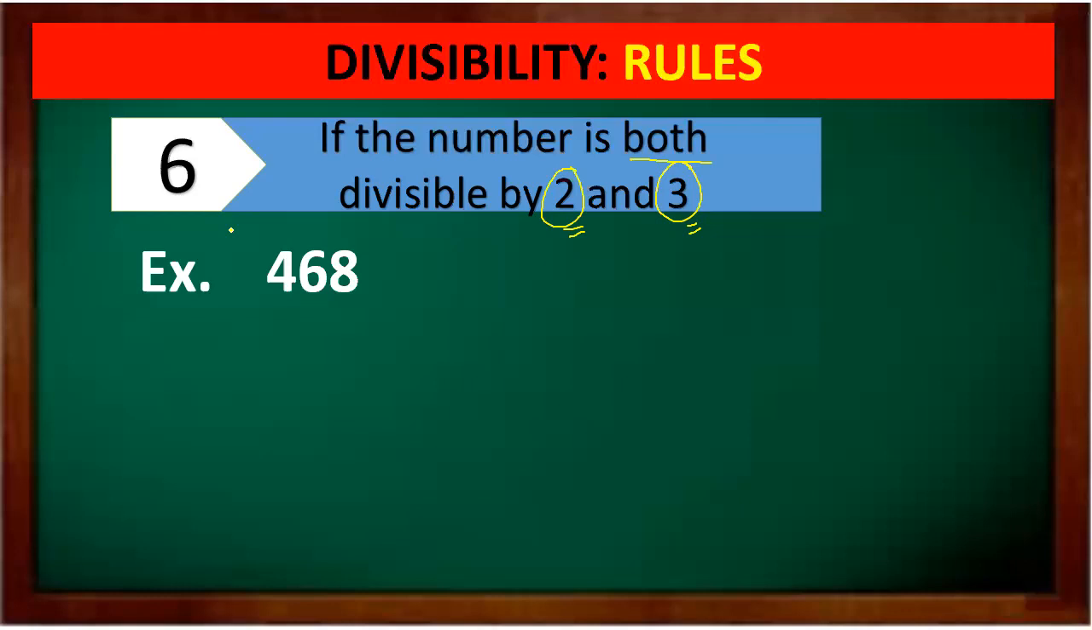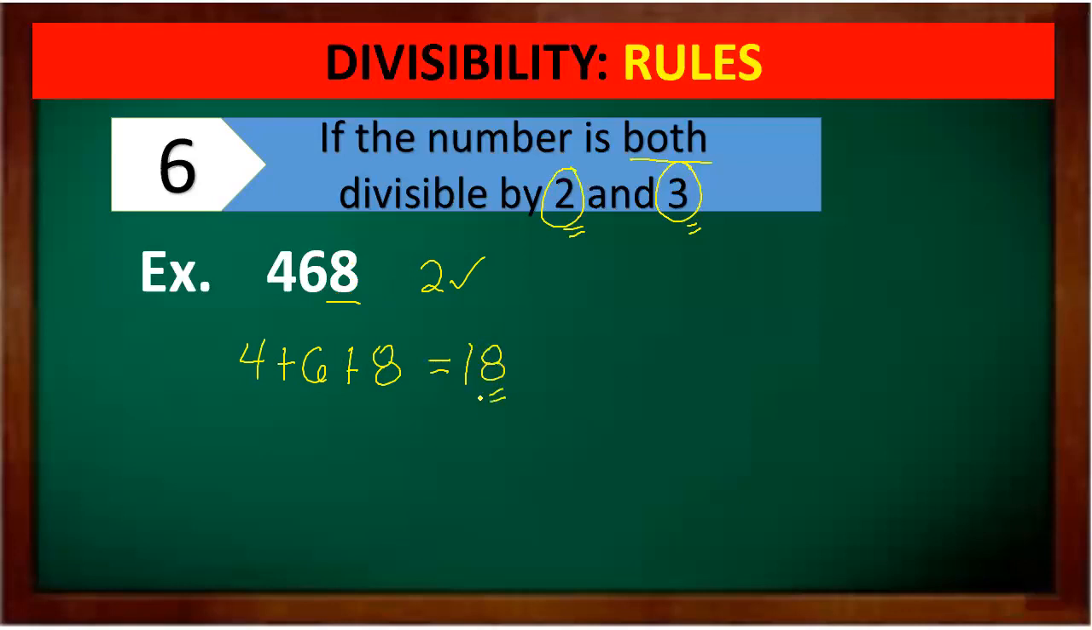We have example 468. So try natin, check natin, is this divisible by 2? Sabi natin, if you want to know kung divisible siya by 2, check the last digit. If the last digit is even number, then therefore that number is divisible by 2. So in this case, it is 8 and 8 is an even number, then therefore this is divisible by 2. Okay? 468 divisible by 2. How about 3? Is 468 divisible by 3? So let's add the 3 digits. So 4 plus 6 is 10 plus 8 is 18.